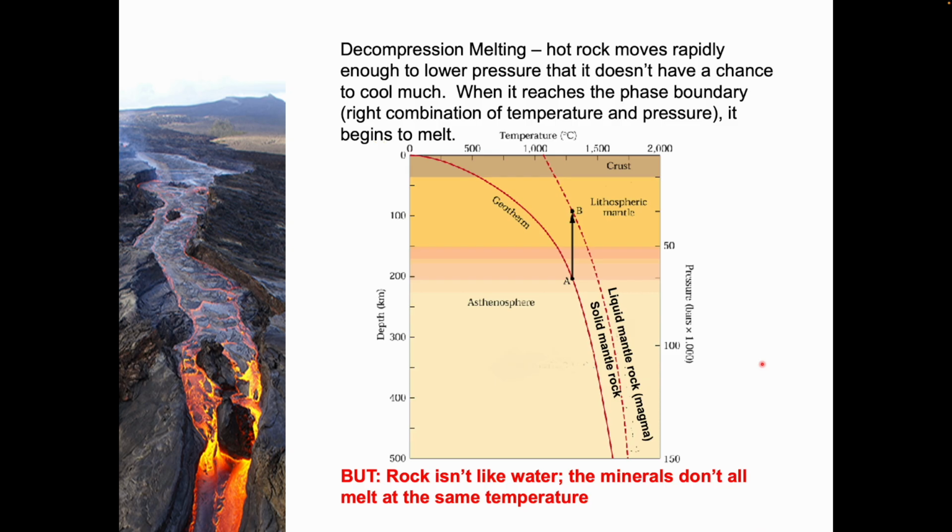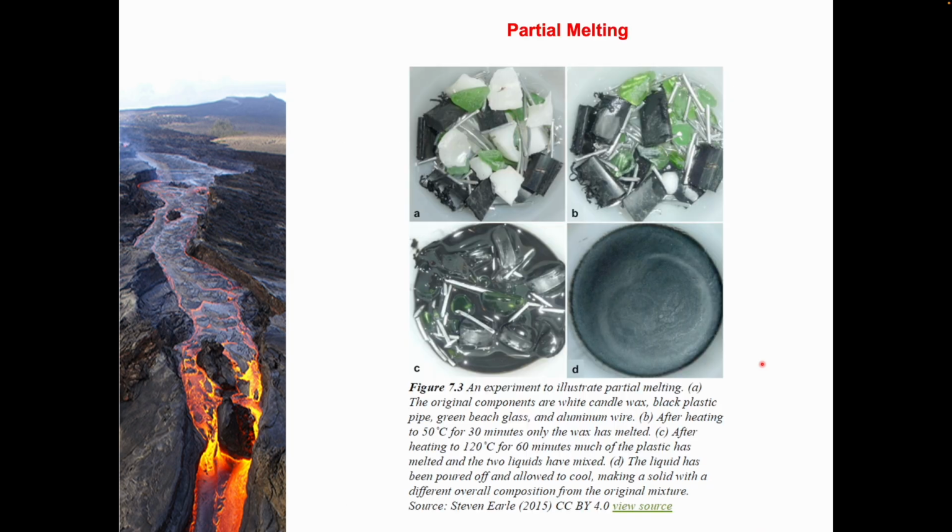But rock isn't like water. The minerals don't all melt at the same time. You get partial melting. And partial melting is a very important concept in igneous rocks, in volcanism, and in how our Earth does chemistry. This little experiment shows really well how partial melting works.